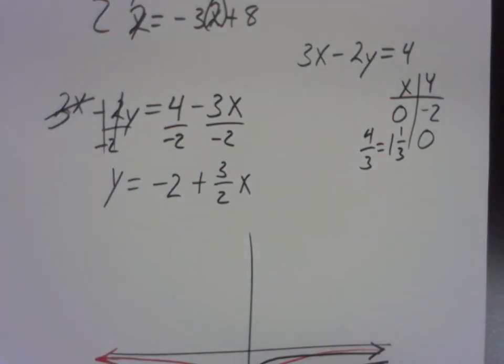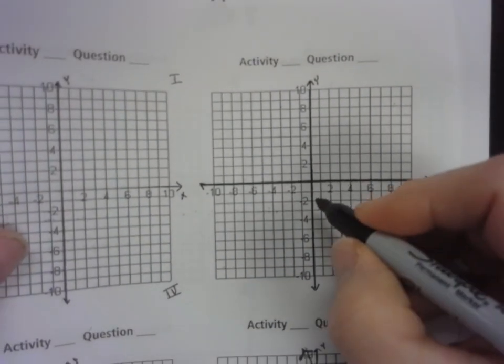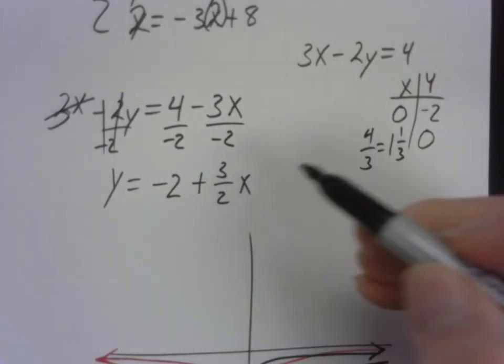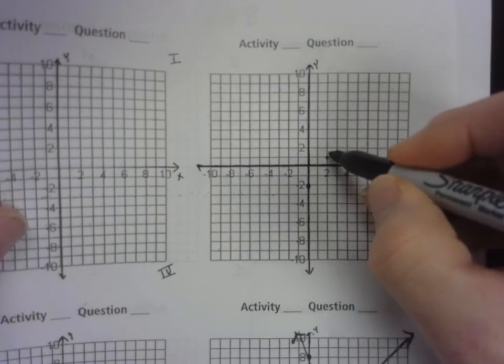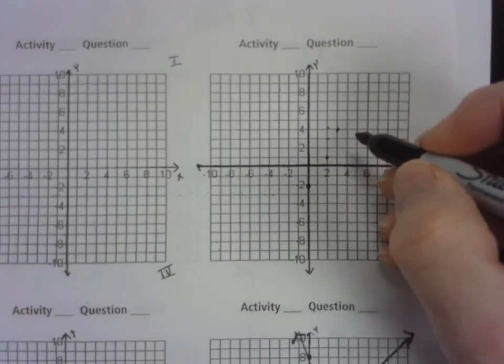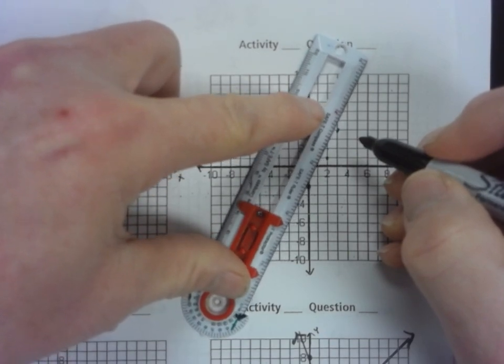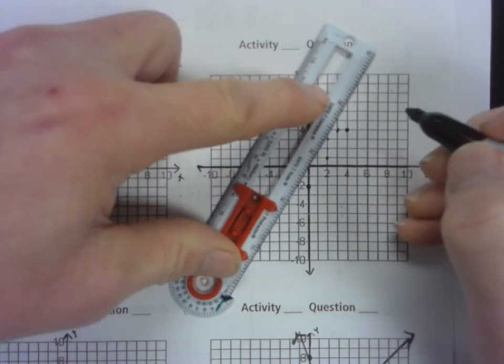So this way we would say the y-intercept's negative 2, and the slope is up 3 over 2. So up 3 over 2, like this. Up 1, 2, 3 over 2. I messed that up. I only went over 1. There we go.